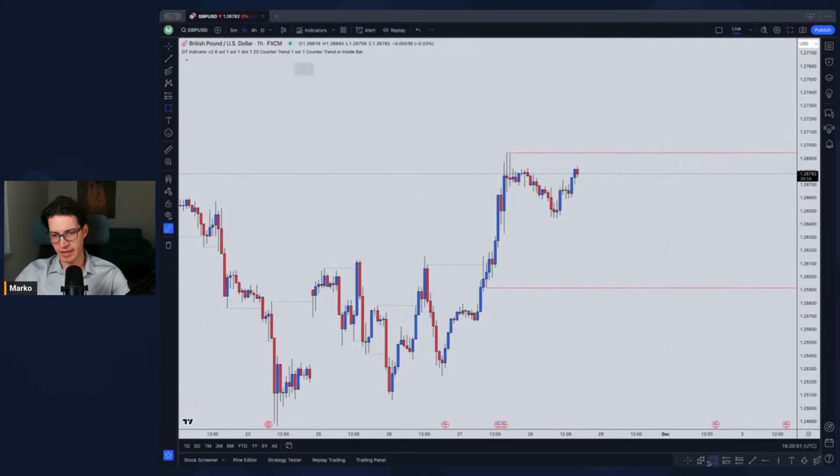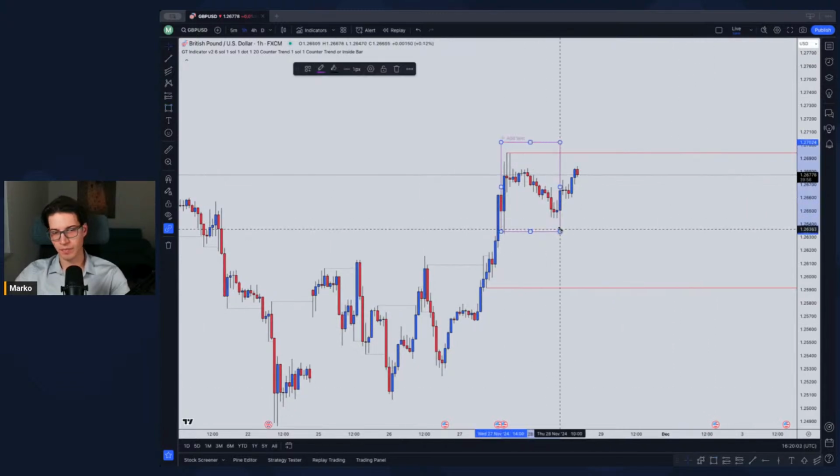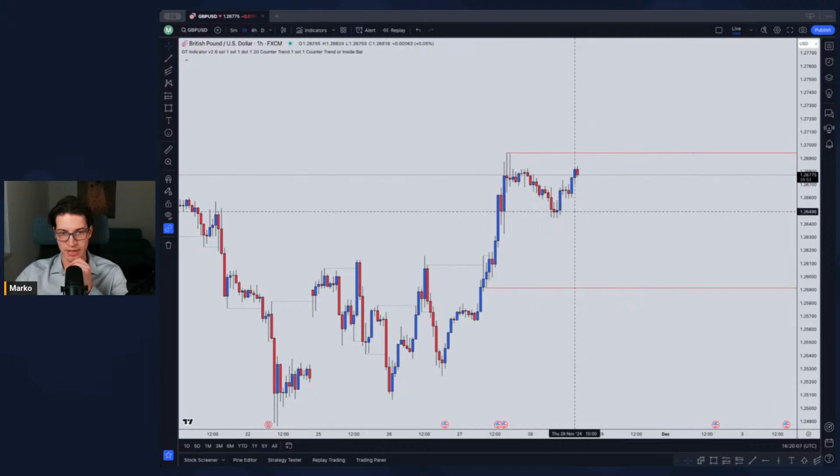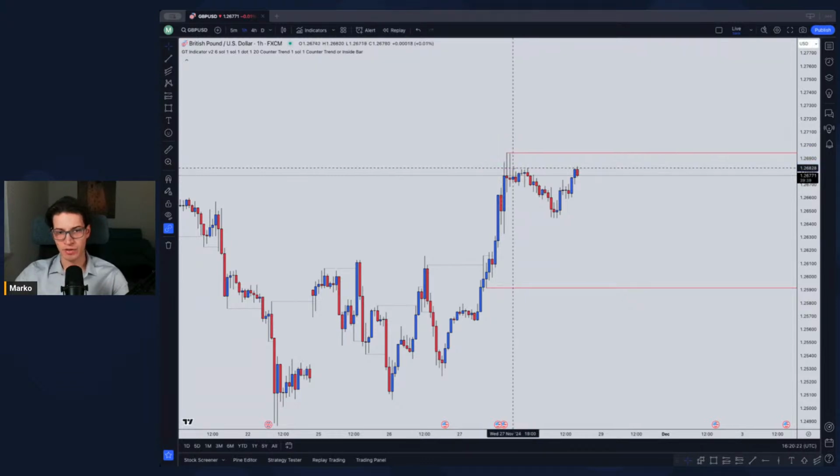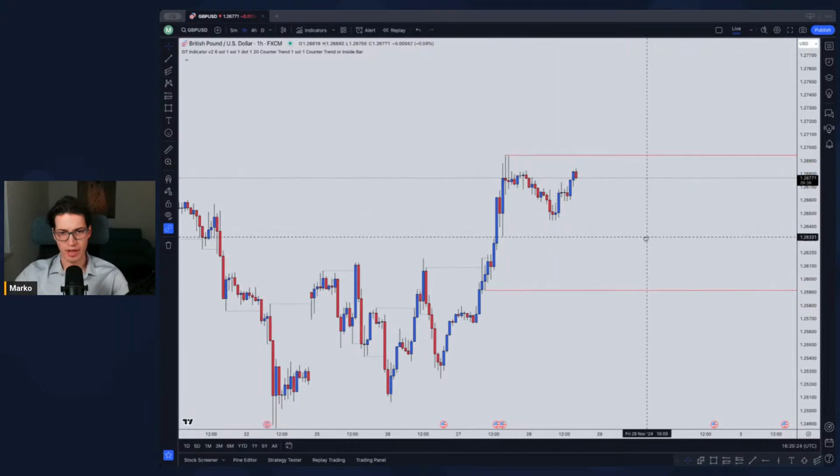But again, this flag just did not fit the plan. It definitely did not fit the plan. I did not like how these triple wicks formed. If these triple wicks did not exist, then I would be pretty happy to take a flag. Unfortunately, because of the triple wicks, I had to remain patient.